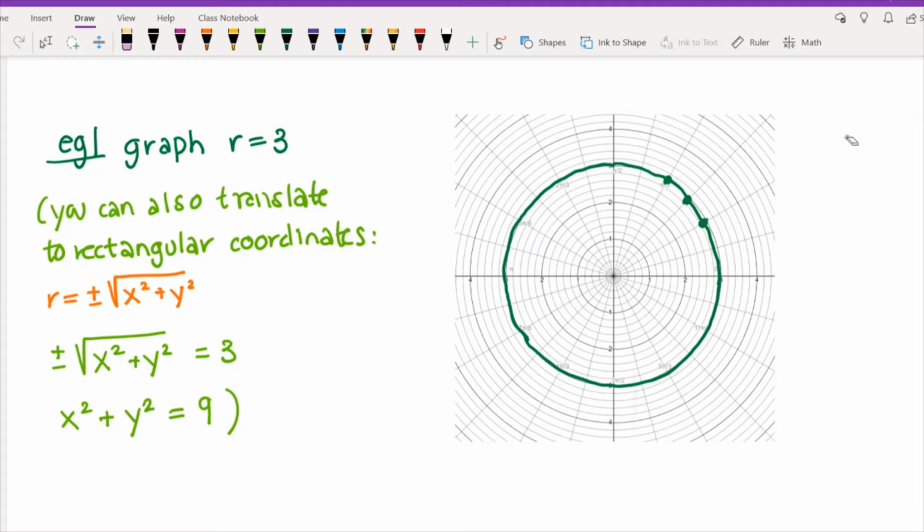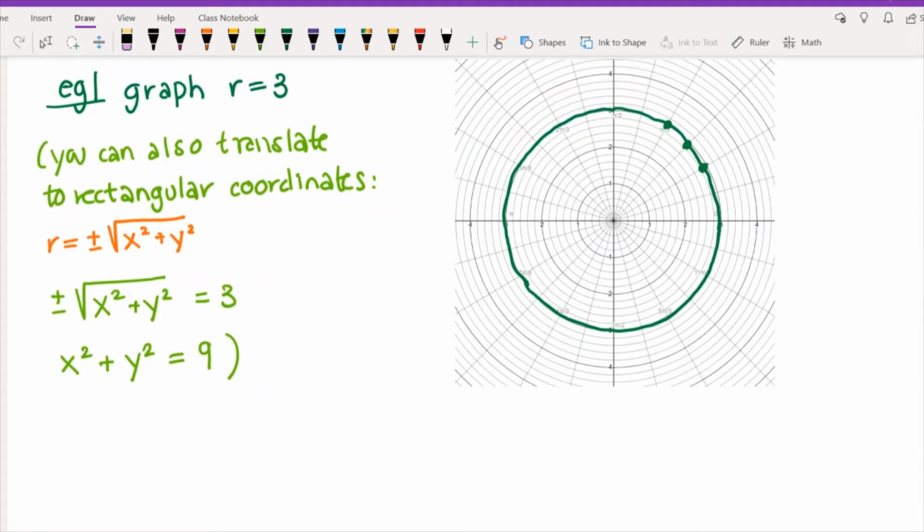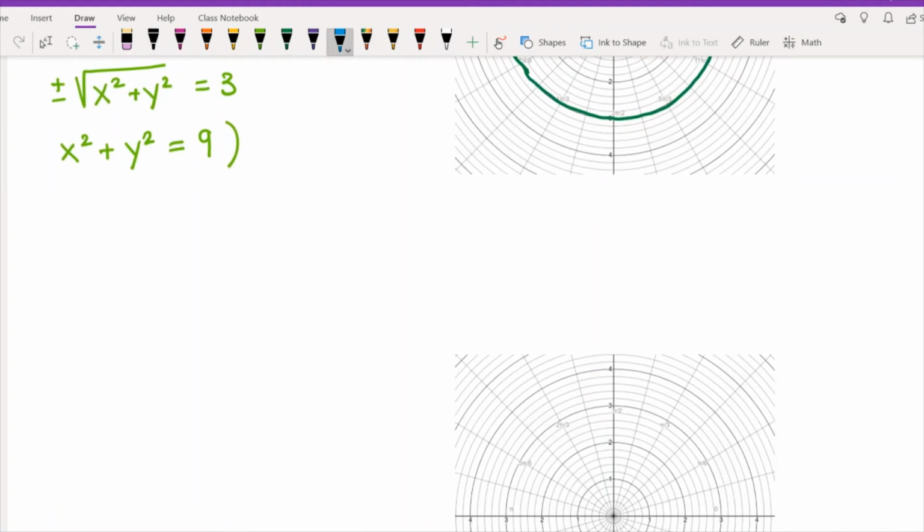Okay, so let's do another example. We just did an example where it was just r, and now we're going to do an example where it's just theta. So we're going to graph theta is equal to pi over 3.